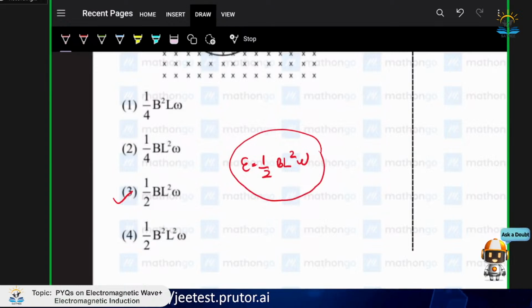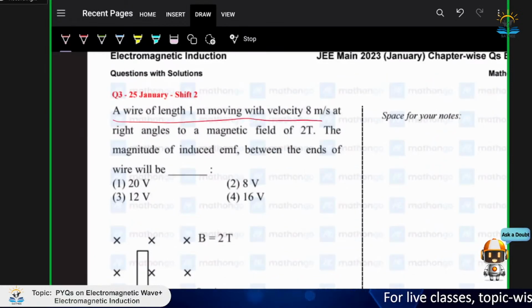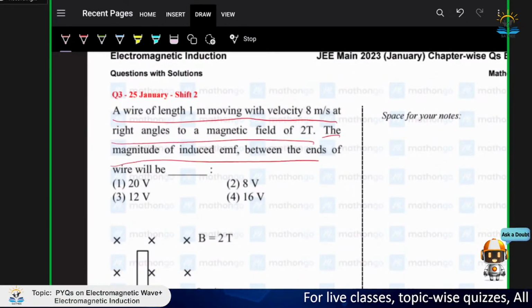Correct, yes. A wire is moving with 88 meters per second at right angles to a magnetic field of 2 Tesla. The magnitude of induced EMF between the ends of the wire will be?